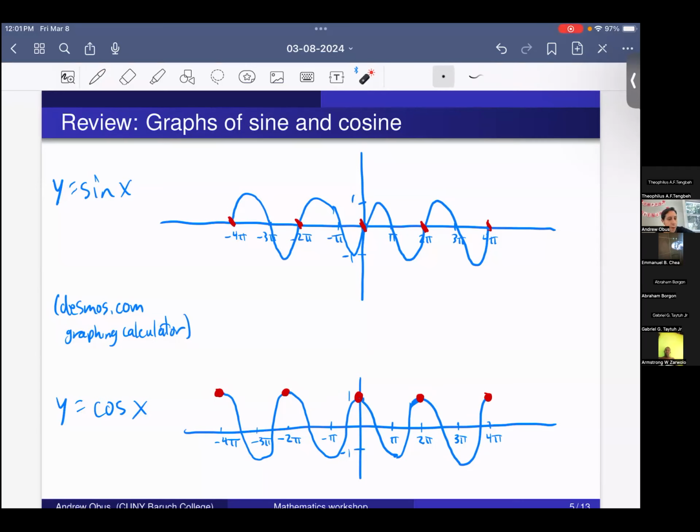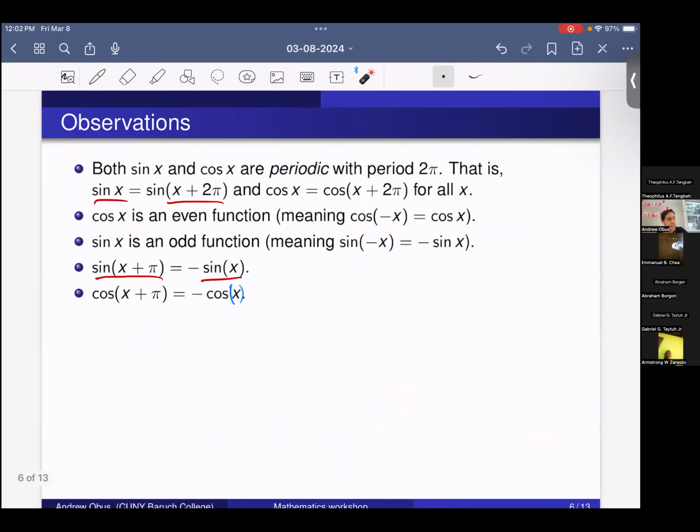So this is the standard graph of y equals sine x, and this is the graph of y equals cosine x. Okay. All right, so we drew these last time. This is what these look like, okay? And so then we have these identities that were mentioned last time also. This is just the review.